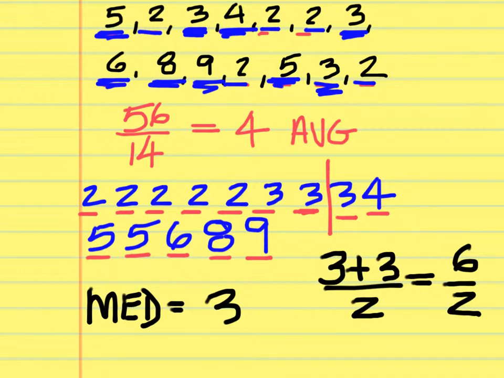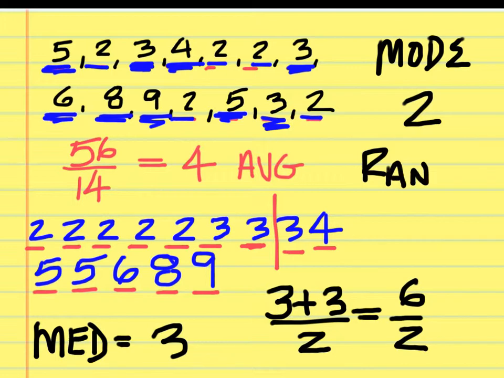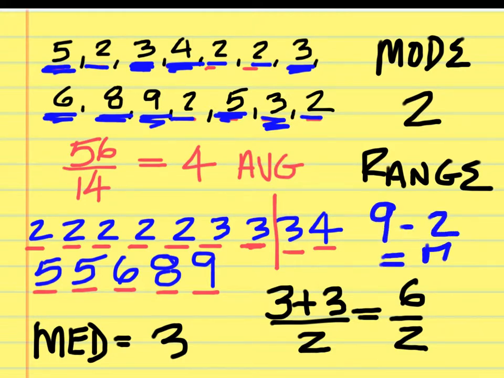Okay, the next thing we have to find is the mode. What is the mode in general? The number that shows up the most. What number shows up the most? 2. Simple as that. The range. Does anyone know what the range is? Yep. Biggest number subtracted by the smallest number. Yes, big minus low. What's the biggest number up there? 9. What's the smallest? 2. What's the range? 7.